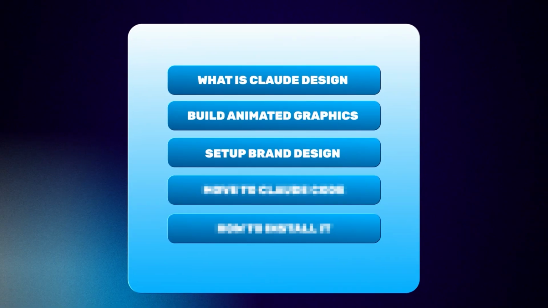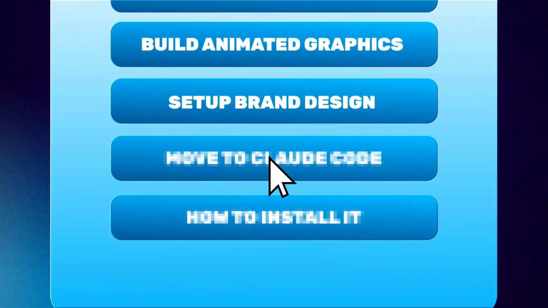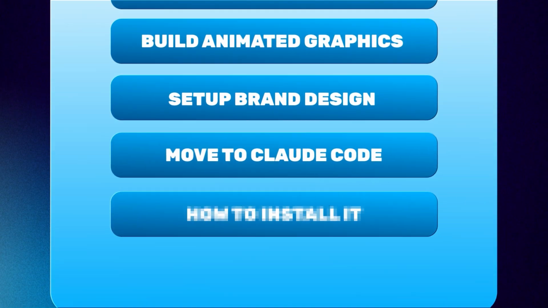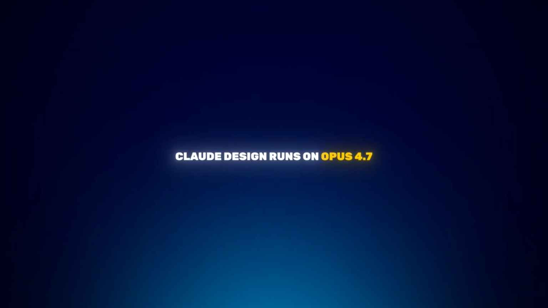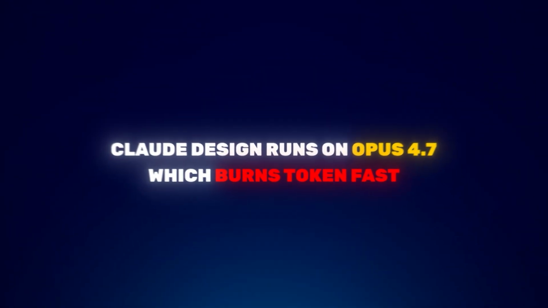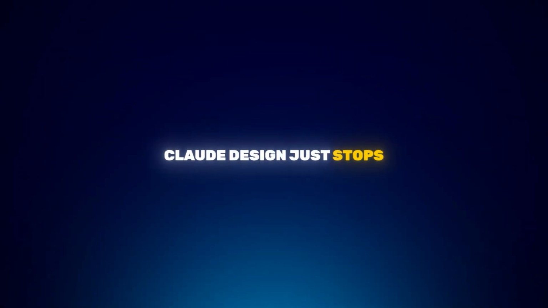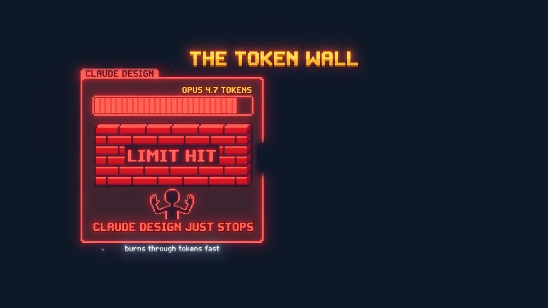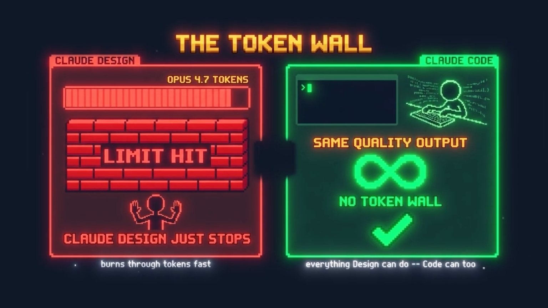But now let's talk about how to move to Claude Code. Here's something they don't tell you up front. Claude Design runs on Opus 4.7, which burns through tokens fast. If you're doing any volume of content, you will hit your limit. It happened to me during testing. And when you hit it, Claude Design just stops. But here's the thing, everything you can do in Claude Design, you can also do in Claude Code. The output is the same.